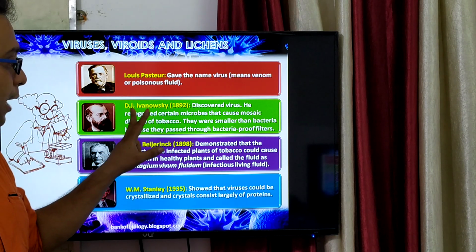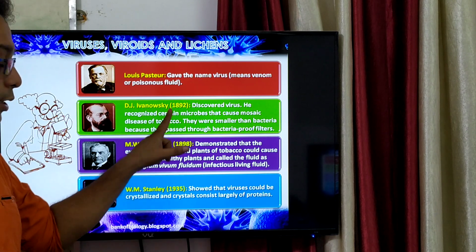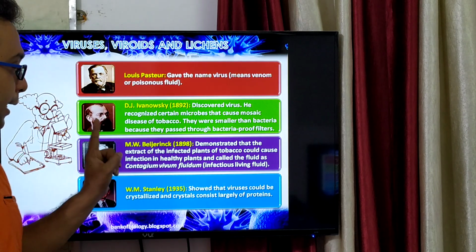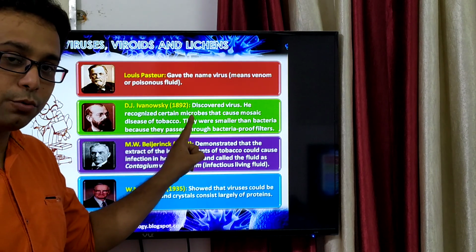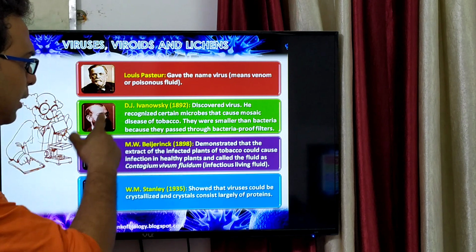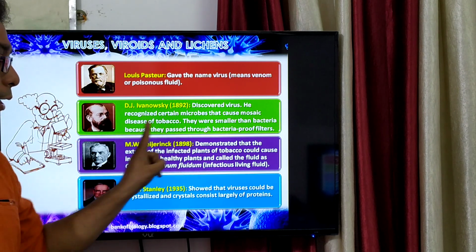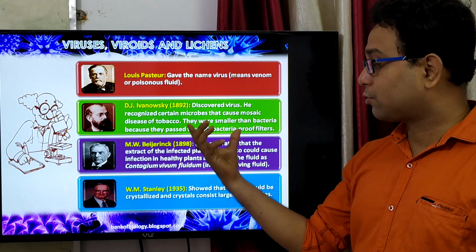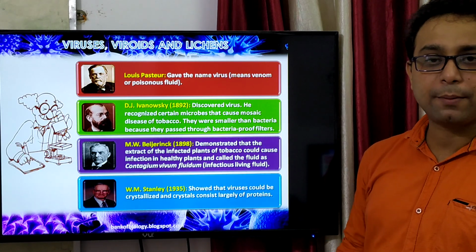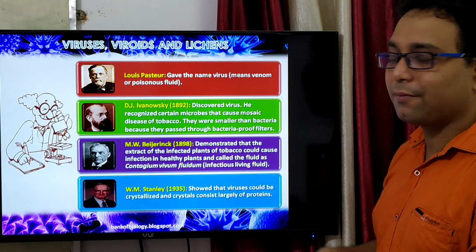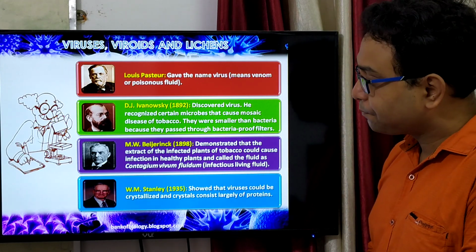D.J. Ivanovsky in 1892, this year is also very important. He discovered the virus and recognized certain microbes that cause the mosaic disease of tobacco; this was first given by Ivanovsky. And they were smaller than bacteria. Why could he prove these things? Because the virus passes through filter paper, while bacteria cannot pass through this filter paper. So viruses are very small compared to bacteria.